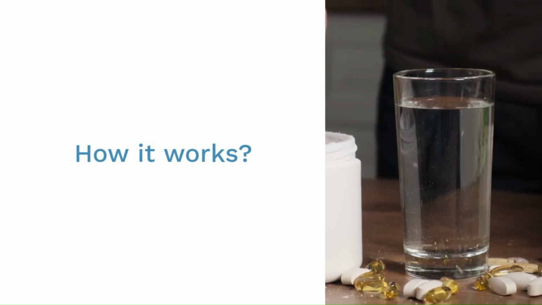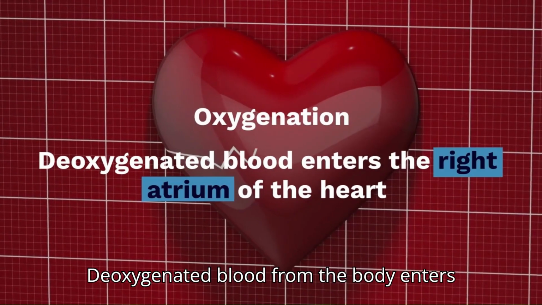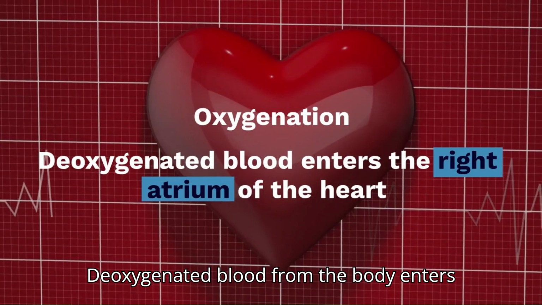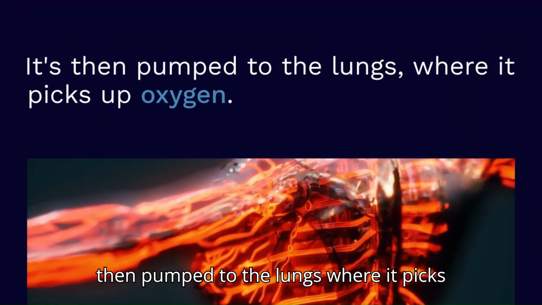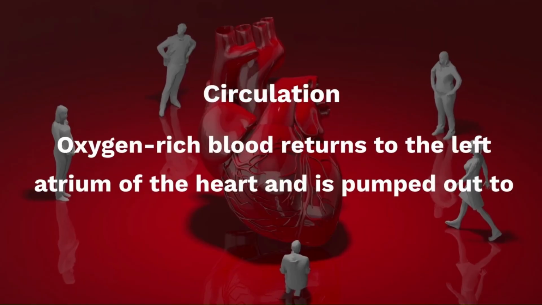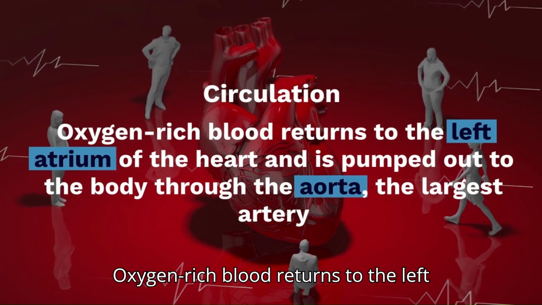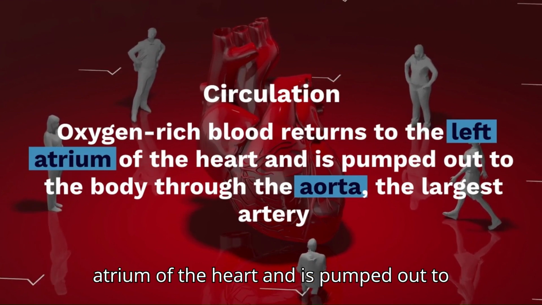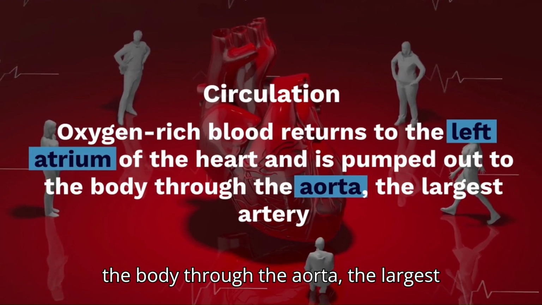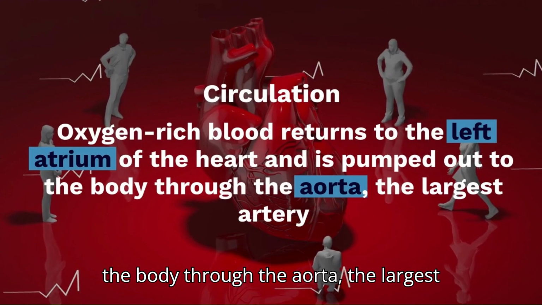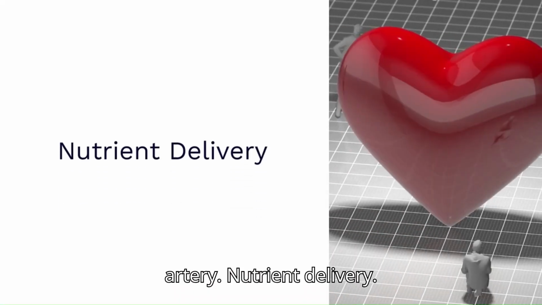How it works. Oxygenation. Deoxygenated blood from the body enters the right atrium of the heart. It's then pumped to the lungs where it picks up oxygen. Circulation. Oxygen-rich blood returns to the left atrium of the heart and is pumped out to the body through the aorta, the largest artery.